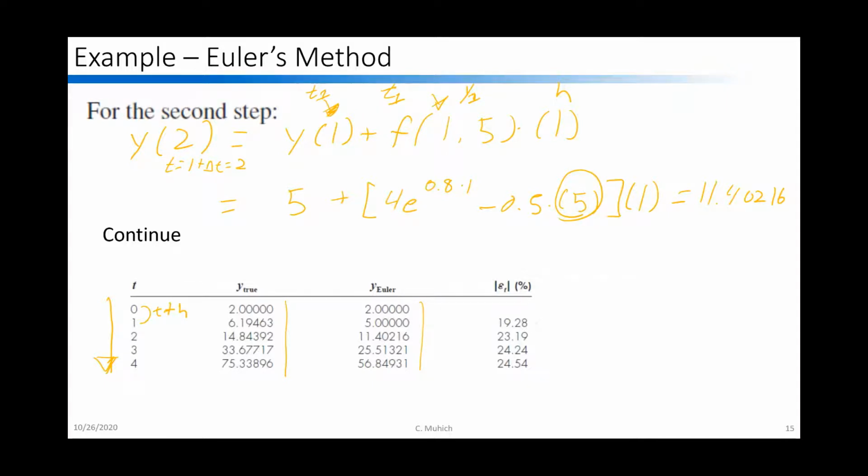What you'll see is each time I take a step, my error increases. So my first step had an error of 19.28%. The next time, my true error is bigger at 23%, then 24%, then 24.5%. It's growing because there's local error associated with each of these steps that I'm taking. Every time I take a step, I have more and more error that's adding up.